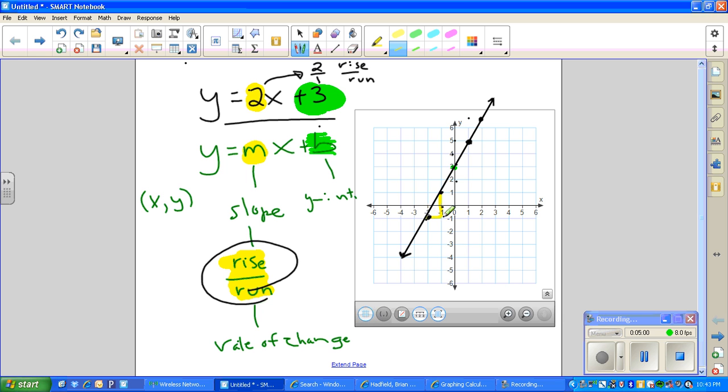Okay, here's the rise: rise 2, run 1, rise 2, run 1, rise 2, run 1, rise 2, and it just repeats like that. And we have what we call, like I said before, rate of change. The rate of change is 2 over 1. It is the slope: for every 2 units up, you have a 1 unit run. And that helps form our line.